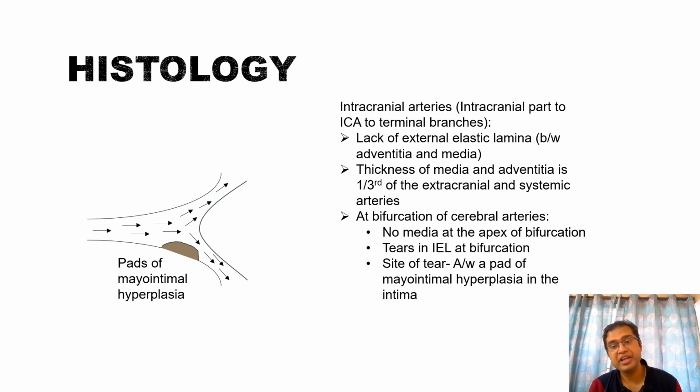And then at the bifurcation of the cerebral arteries, three things happen. There is no media at the apex of the bifurcation. There are tears in the internal elastic lamina at the bifurcation, and at the site of the tear there are pads of myointimal hyperplasia. All these contribute to formation of aneurysm.